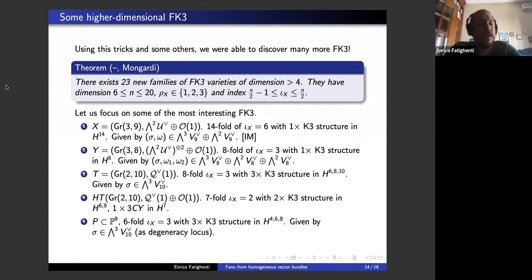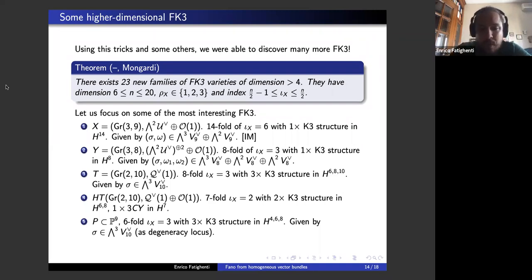Okay. And then another variety which is once again an 8-fold, once again of index 3, but this time this guy has 3 K3 structures in H6, H8, and H10. And this is given in the Grassmannian 2-10 by a zero locus of this vector bundle, whose global sections, in fact, are 3 skew forms in V10. And let me remind you that all these varieties are prime. So it's not possible, for example, that this guy here with 3 K3 structures is the blow-up or some other easy birational transformation of another Fano of K3 type.